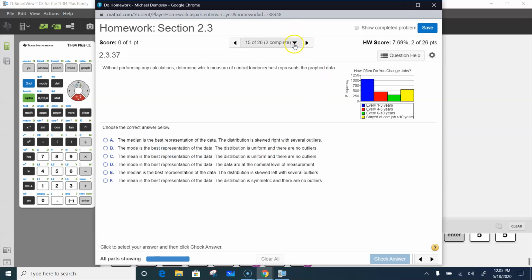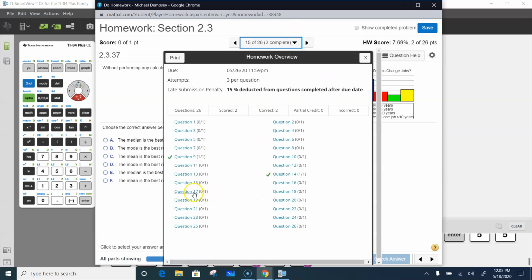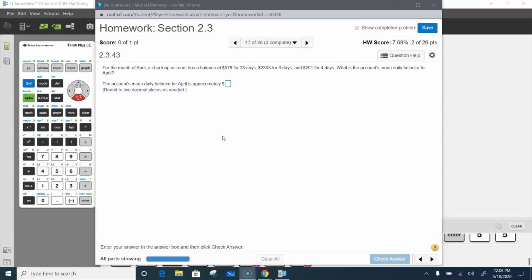Okay, so I want to jump ahead to number 17 now. What I want to look at here is the average daily balance. So I'm going to be dividing by the number of days. So how many days do I have? Well, in April you have 30 days, but we can see here we have 23 plus 3 is 26. Okay, so we have 30 days total that we're going to divide by.